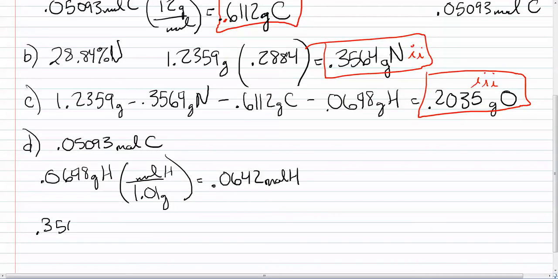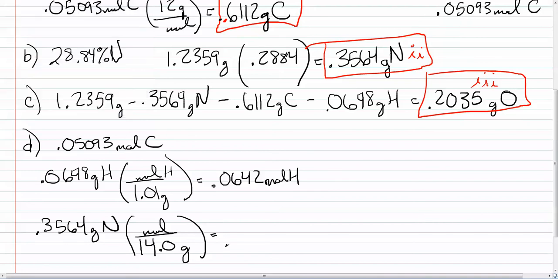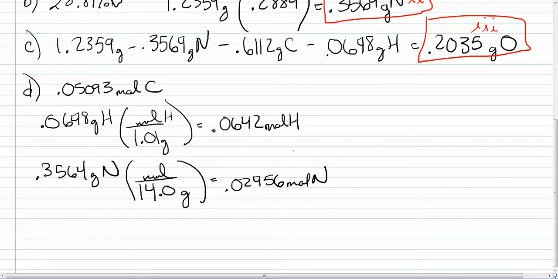We've got 0.3564 grams of N. So we're doing 14.0 grams per mole of N, which is going to run us 0.3564 divided by 14, 0.025456, 4 sig figs. So 0.025456 moles of N. Awesome.